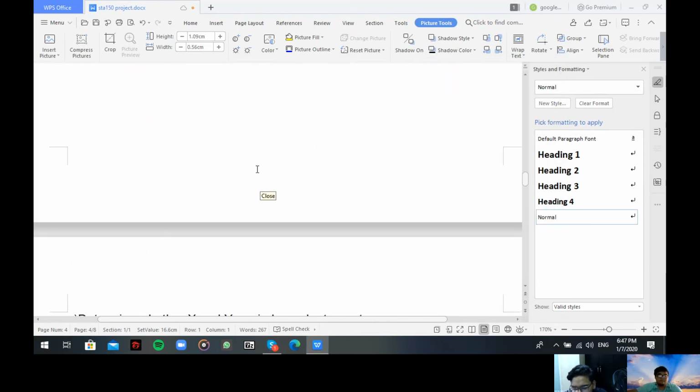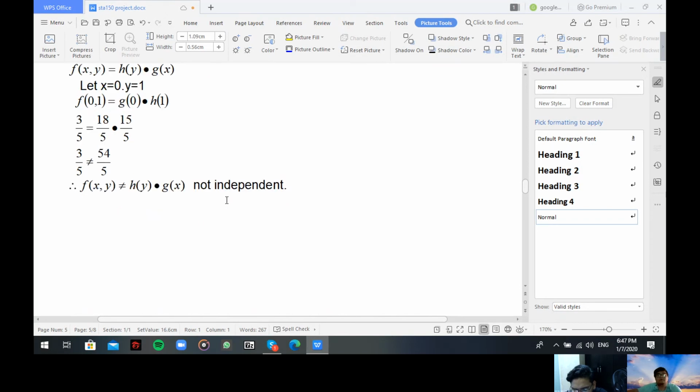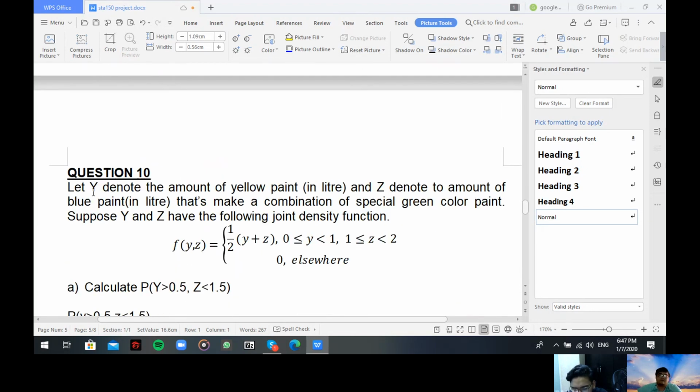Okay, it will be 15. So 15 multiplied by 18 over 5, you will get 54 over 5. So it is not equal, right? If it is not equal, so it is not independent, but it is dependent. Do you understand? Yes. Okay.